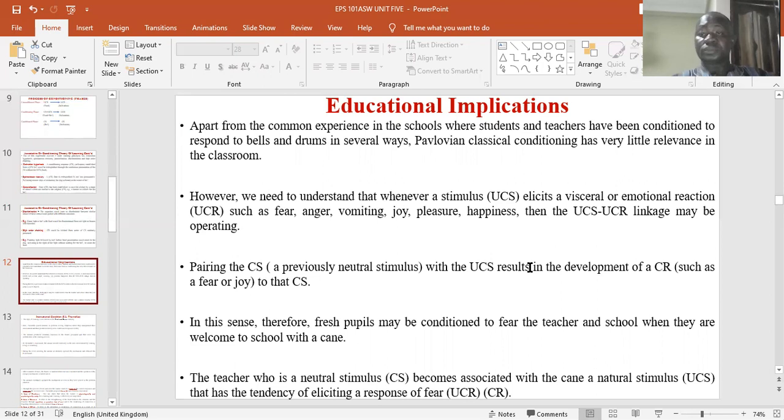And again, in the classroom or school situation, classical conditioning is applied to teachers. A teacher who canes a lot, students will see you as the one who canes, even if you don't carry a cane along with you. The moment they see you, they know you are the one who canes and they run away. They have conditioned your behavior with caning, and that is classical conditioning. Let us be mindful of that.